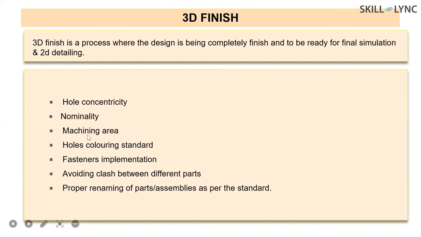Then where I'm going to do the machining, I will be marking it with a different color. For holes, I'll be having different standards. So I'll be giving the color to the holes as per the requirements, okay? Next, I am going to apply all the fasteners wherever required. I want to check whether it is having a clash with any of the other components. And we want to rename it properly, with the parts and assemblies renamed as per the standards.